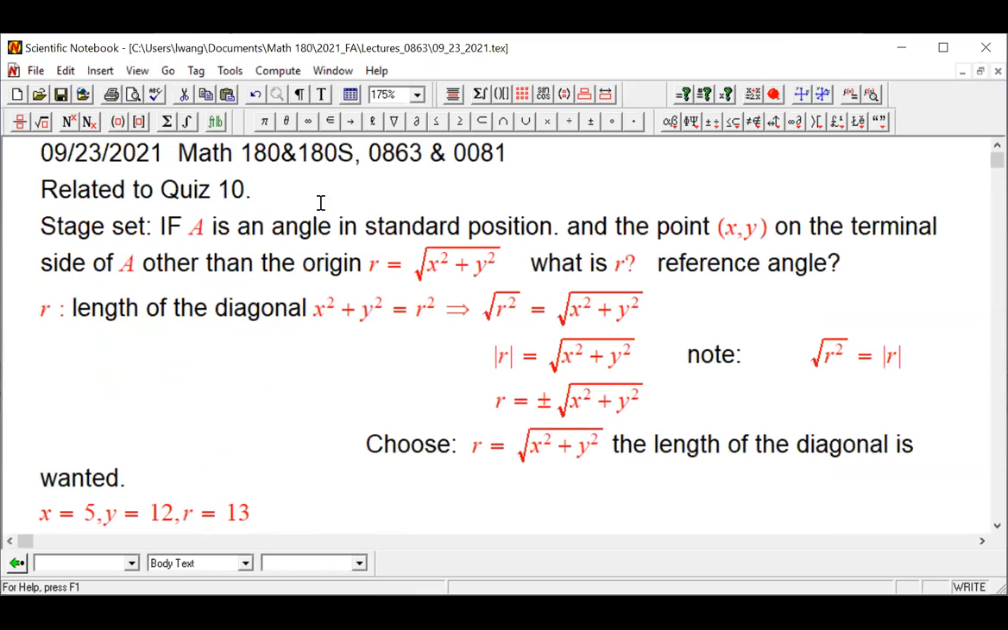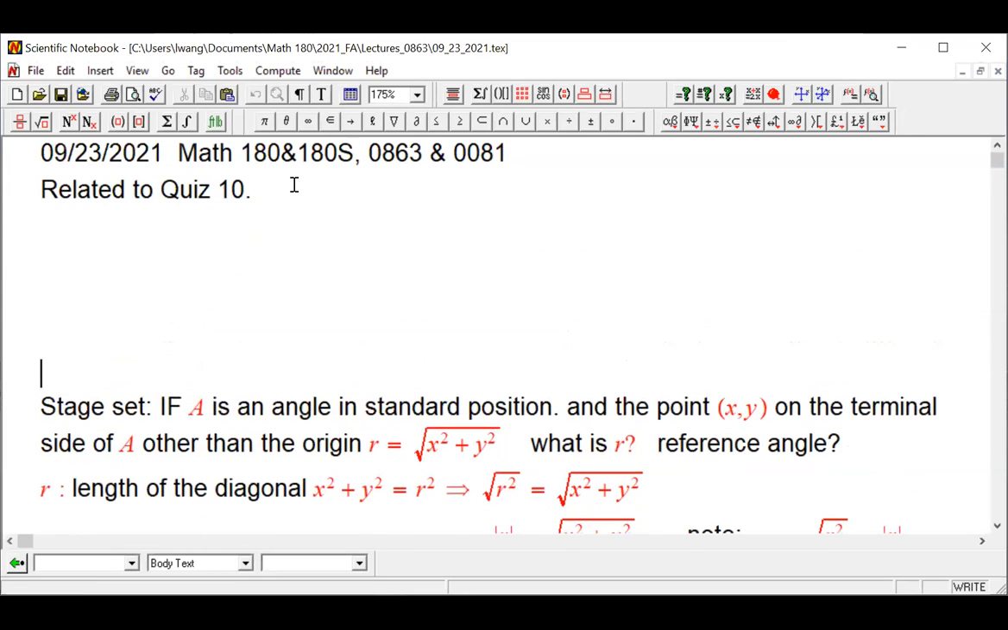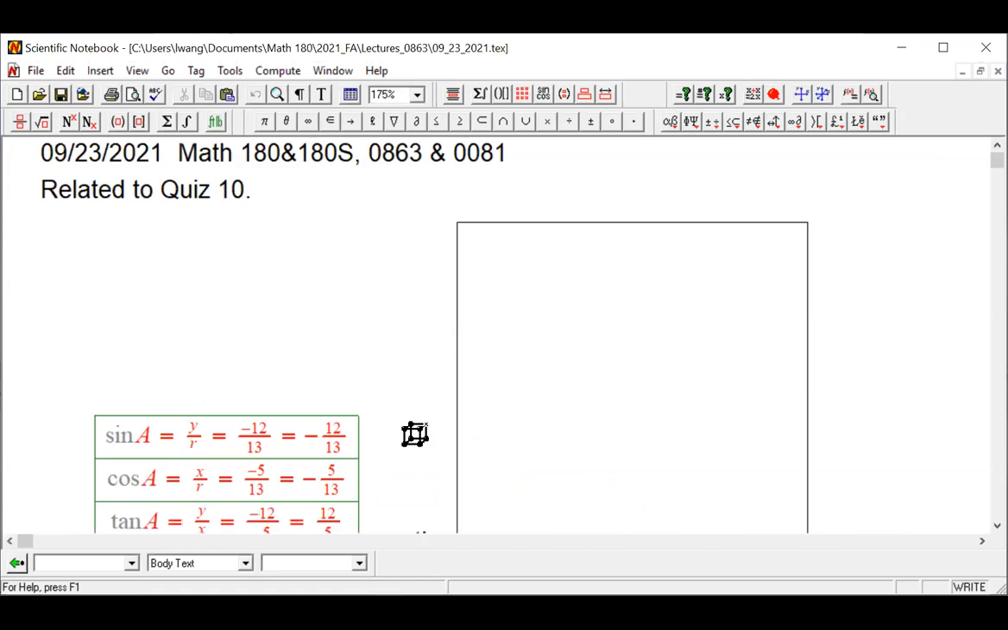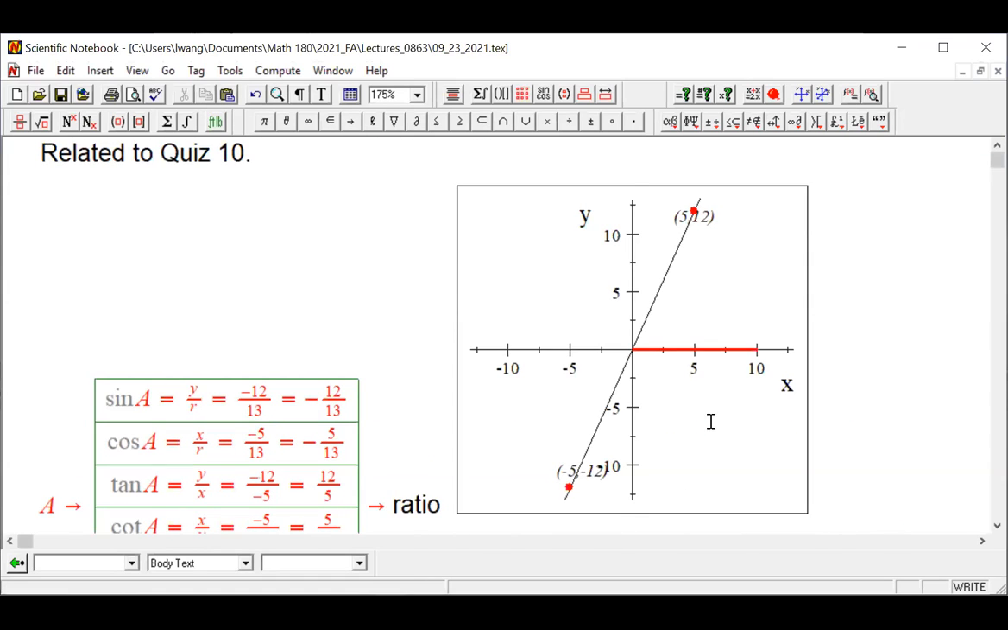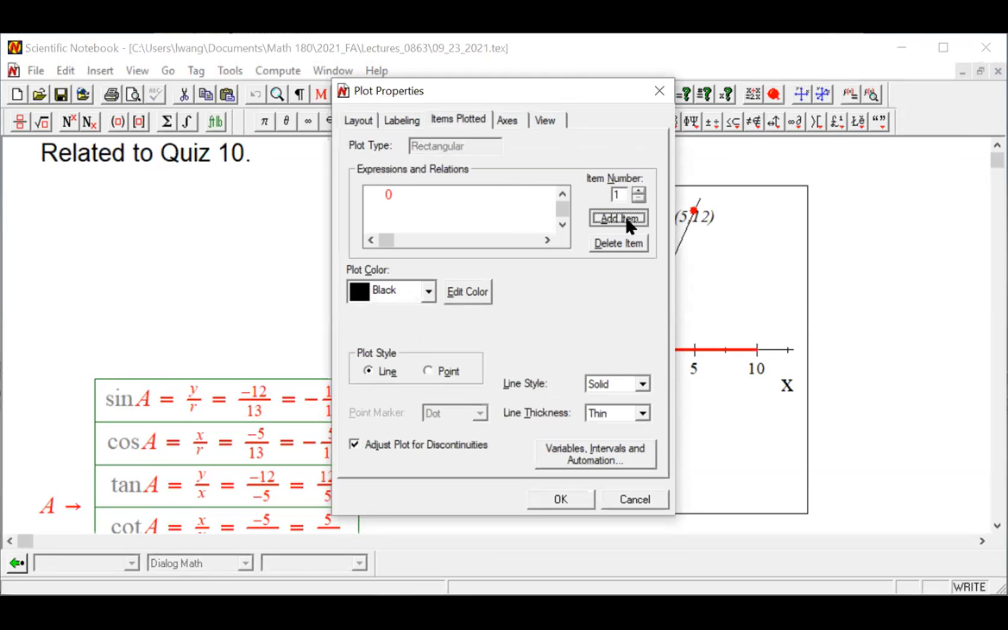So all of these, right? We have the stage set. We have the stage set. By this time, you should be super familiar with the stage set.